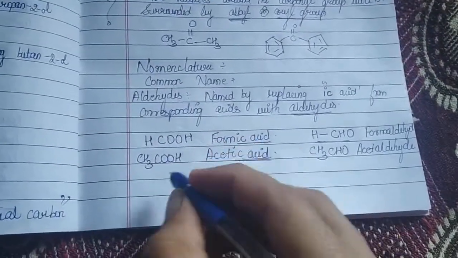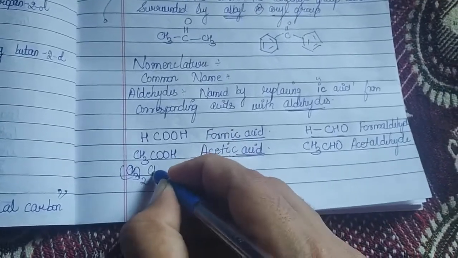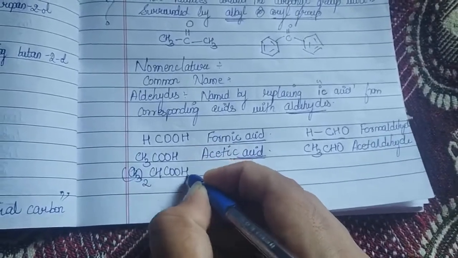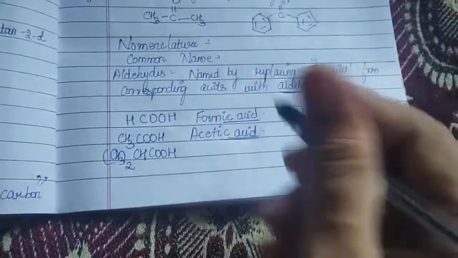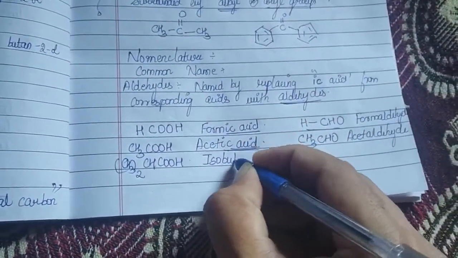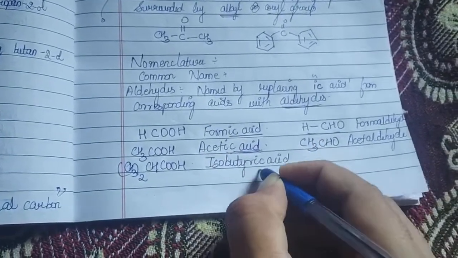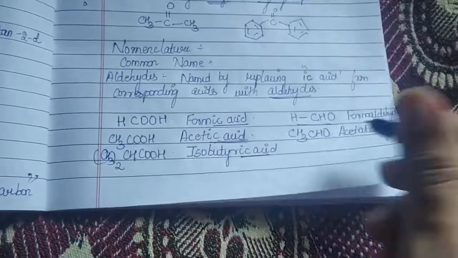Similarly, let us go with a different example now. (CH3)2CHCOOH. Basically, I think you don't know its common name. It is called isobutyric acid. What is it called? Isobutyric acid.